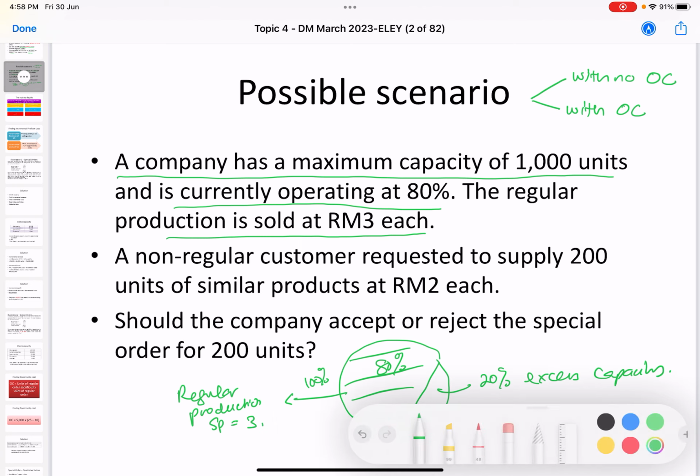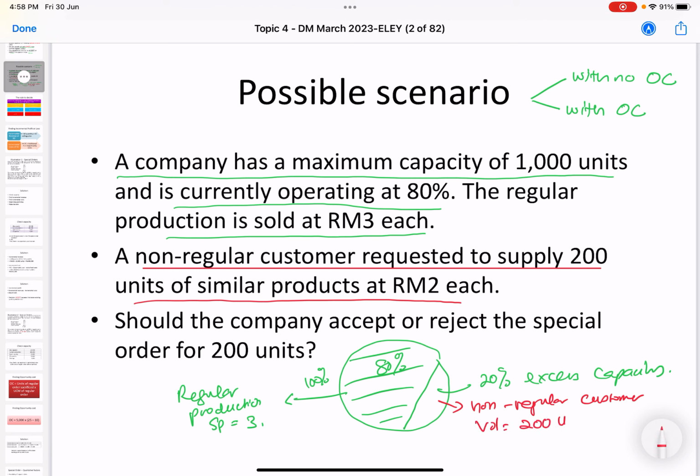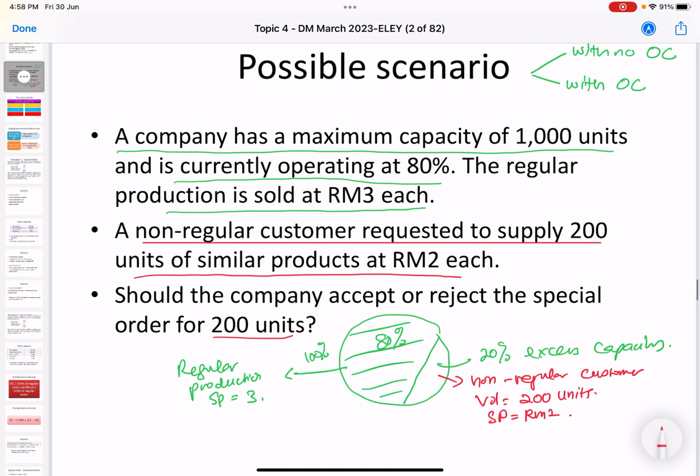Suddenly a non-regular customer requested to supply 200 units of similar product at 2 ringgit each, which means this is the non-regular customer. Okay, how many do they want? They want the volume to be 200 units, and they want the selling price. That means if we are selling to them, the selling price we charge them is 2 ringgit each. Okay. Should the company, that means should us, accept or reject the special order for the 200 units? That is the problem that we need to solve.